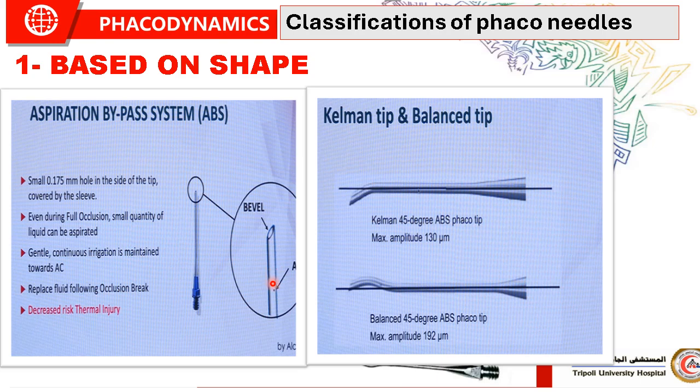The other benefit is that by allowing some fluid to pass through this needle, it will cool the phaco needle, because during the cessation of the outflow, the temperature will be very high in the phaco needle. So the aspiration bypass system was invented by Alcon company to serve these purposes: to eliminate the heat production as well as protect the eye from the surge.